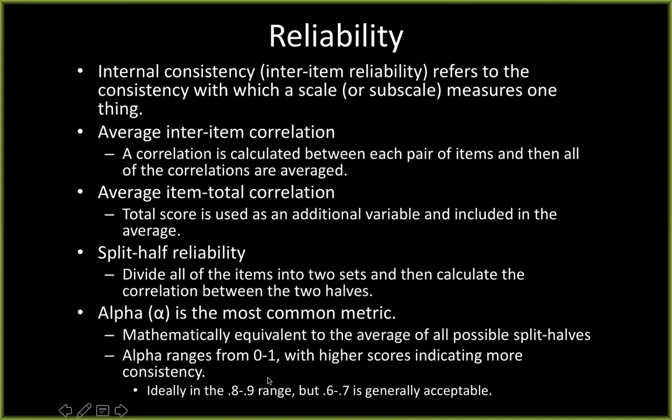So you'll get this Cronbach's alpha, and that is mathematically equivalent to the average of all of the possible split halves. That sounds like a lot of words. I talked about this a little bit in our class. The split half reliability is where we would take all of the items, divide them into two sets, and calculate the correlation between the two halves. And Cronbach's alpha does that over and over, for every possible way that you could split the items, and calculates the correlation. So the alpha that we get is basically the average of all of those correlations.